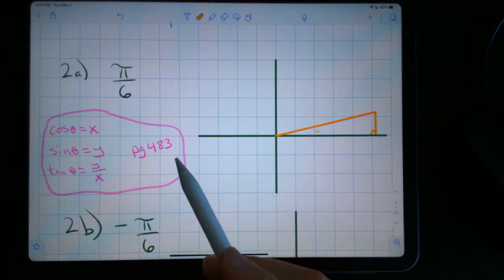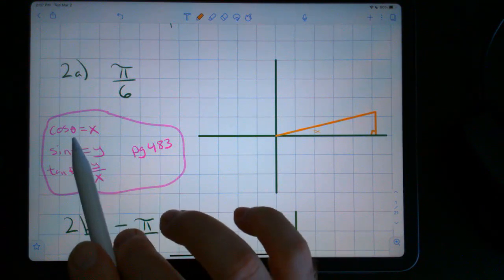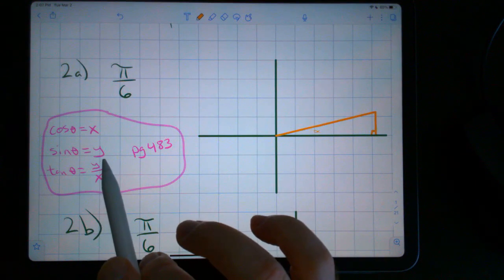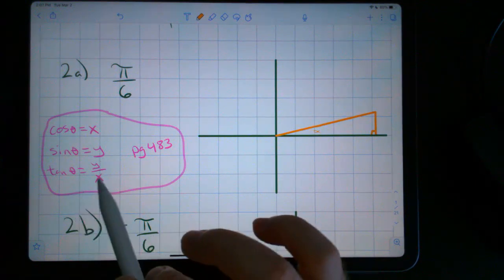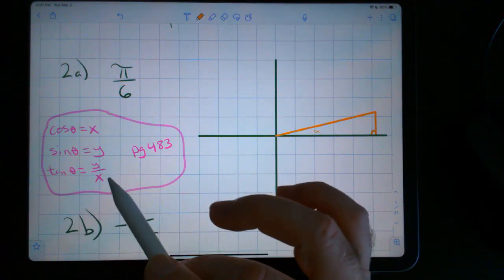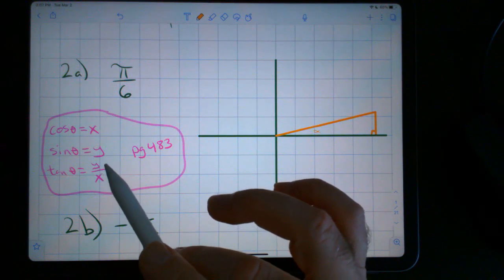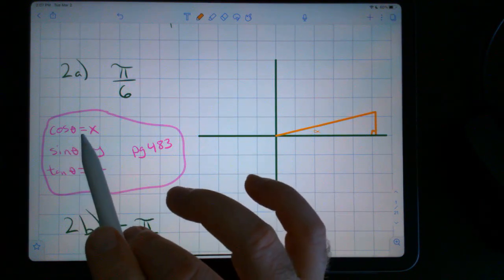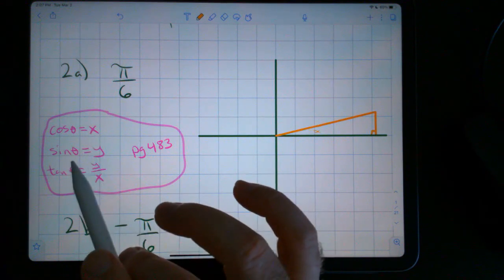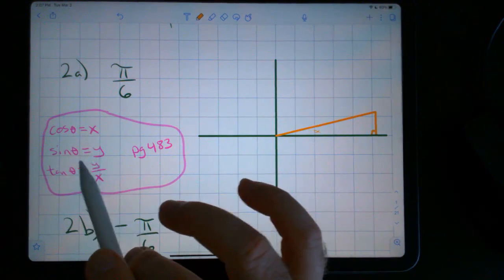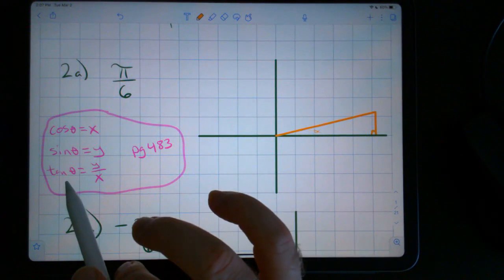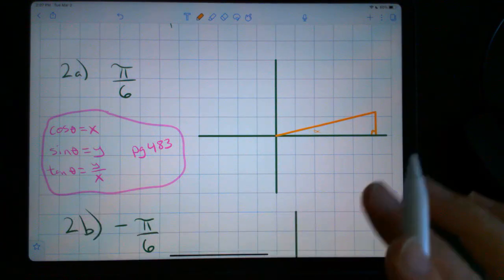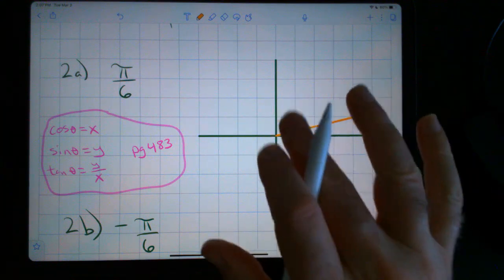Page 483 tells you that cosine of theta is our x value, sine of theta is our y value, tangent of theta is our sine over cosine, or the y over x. Secant of theta is 1 over x. Cosecant of theta is 1 over y, and cotangent of theta is cosine over sine, or x over y. Okay.